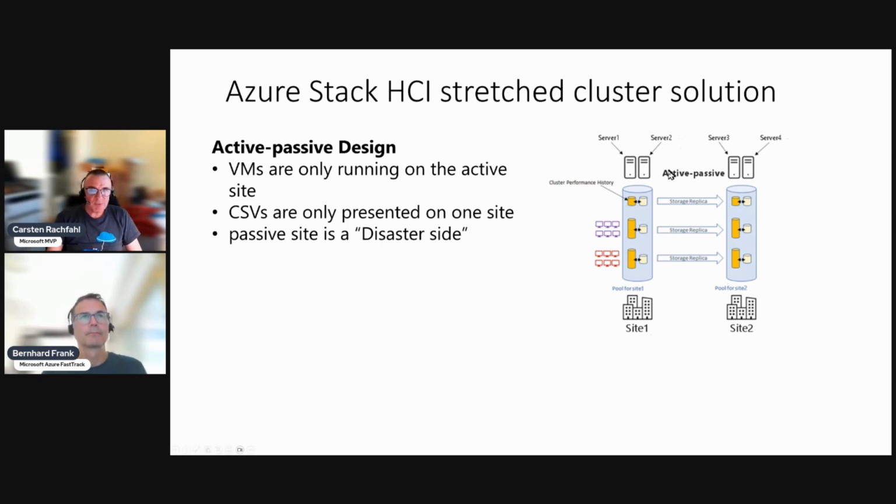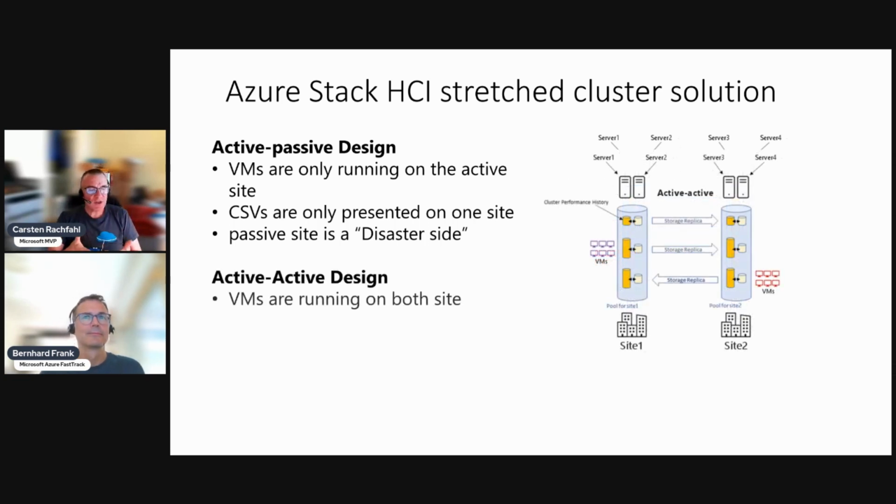And even the active passive scenario is more expensive because everything is running on these two servers, and these servers are only there if you have a disaster. So you don't use these servers for workload. And that is the perfect segue to the next scenario.